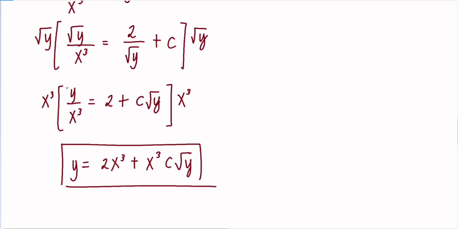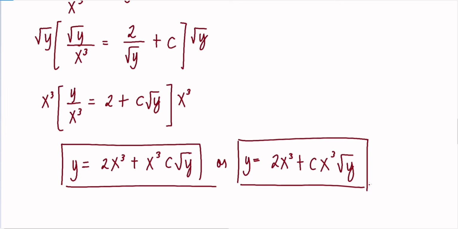This can also be the answer, guys. Actually, that can already be the answer. But if you want to get rid of the x cubed denominator, you can rewrite that. There are cases where you can rewrite it as y equals 2x cubed plus c x cubed square root of y. You just swap the order. So this is also possible, guys. Okay? So that is it for the Bernoulli's equation.